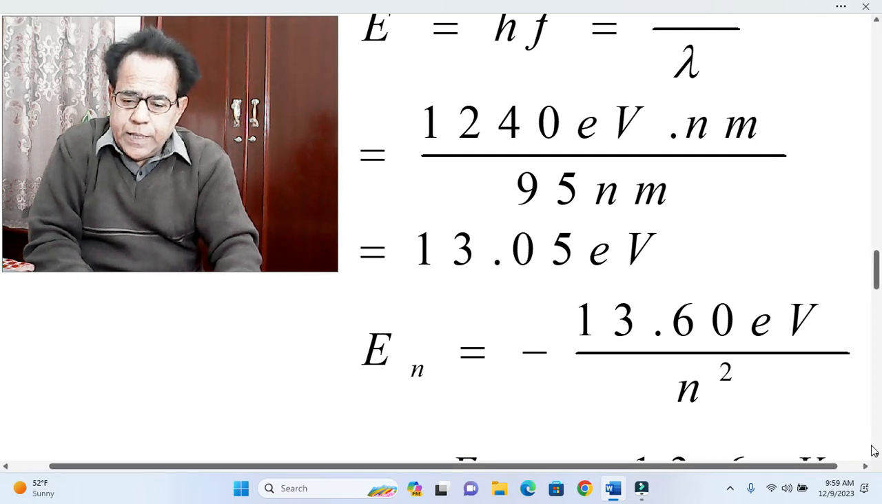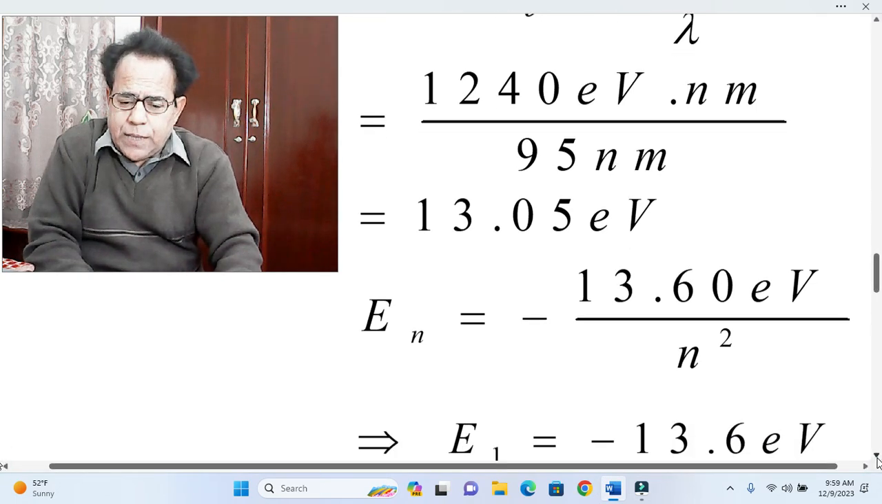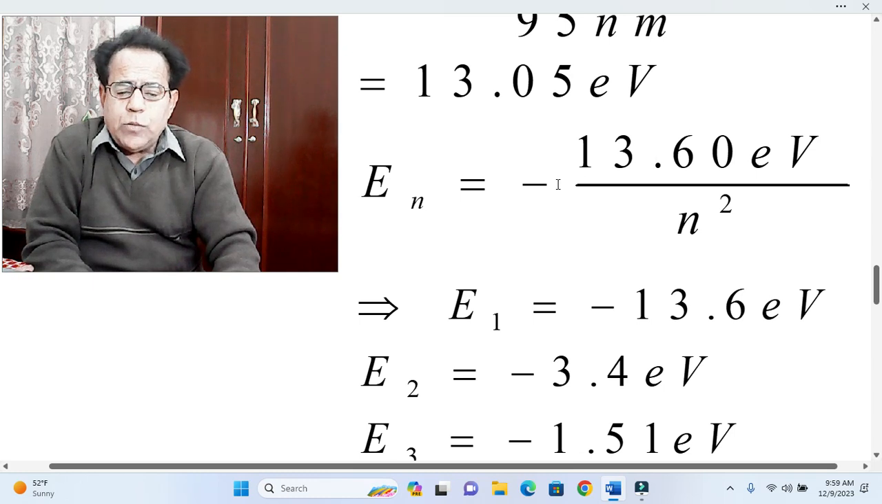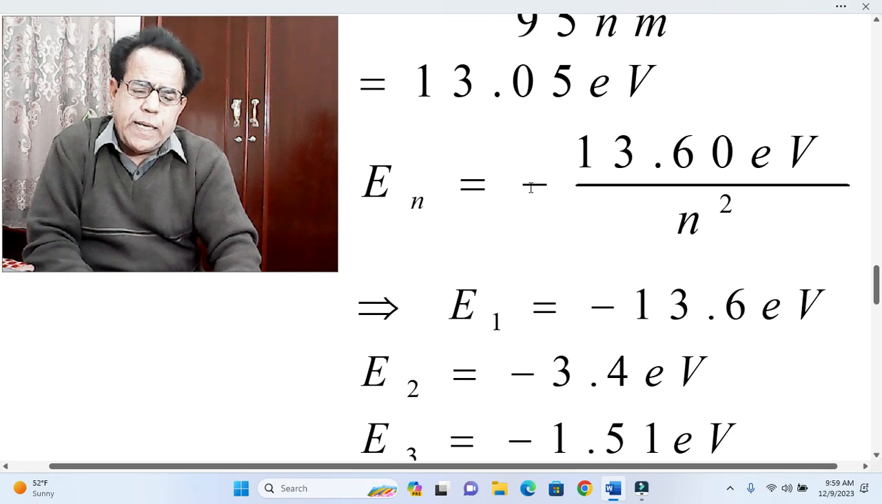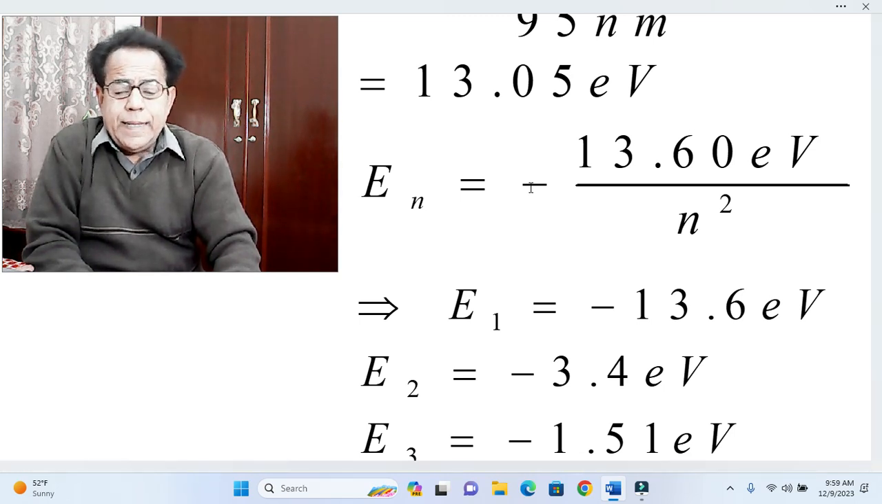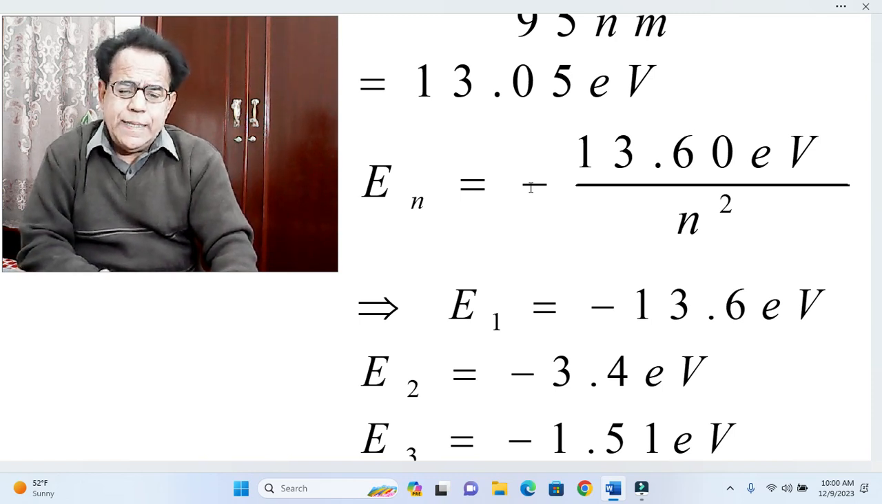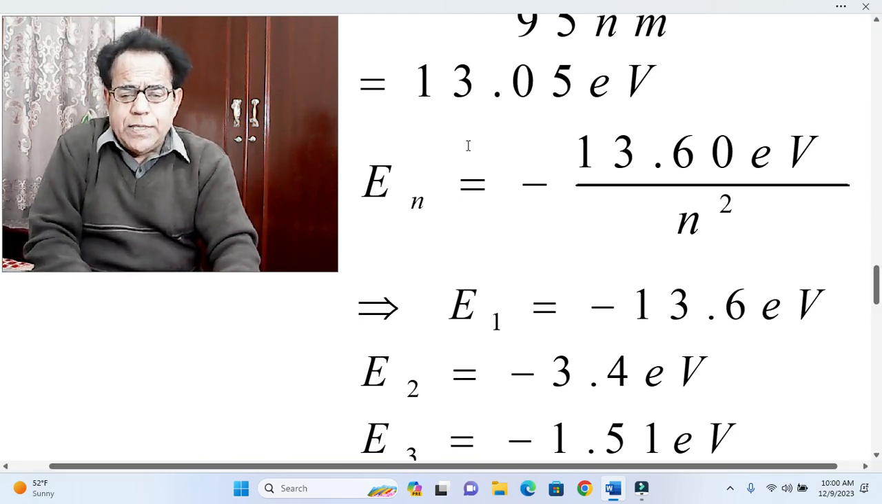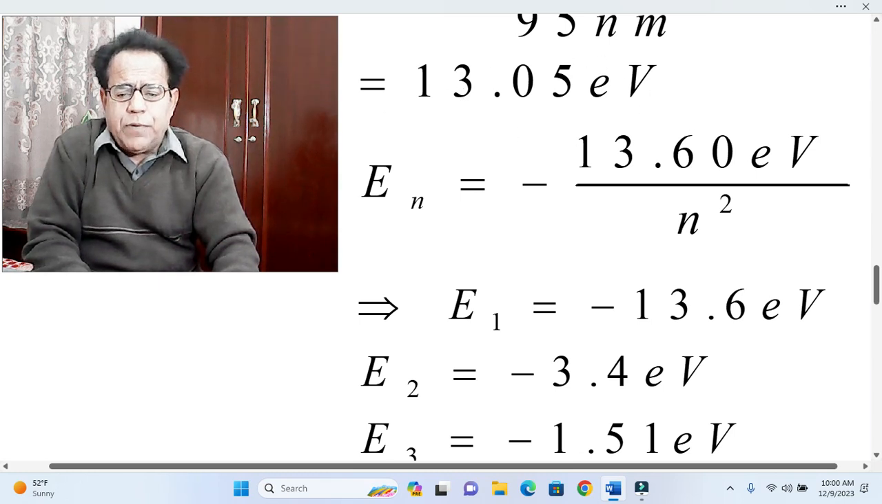Okay, dear students, now what will be our methodology? Now dear students, in this equation we will put n equal to 1, then n equal to 2, then n equal to 3, then n equal to 4, then n equal to 5, then n equal to 6, then n equal to 7, and then we will analyze the difference of two levels. We will see which difference becomes closer to this value, 13.05 electron volt.